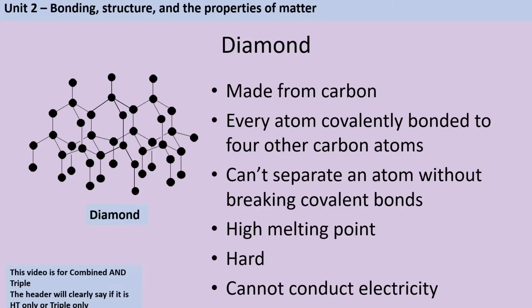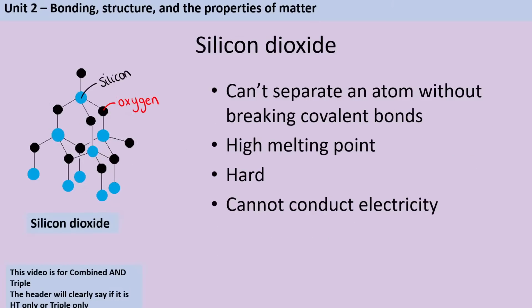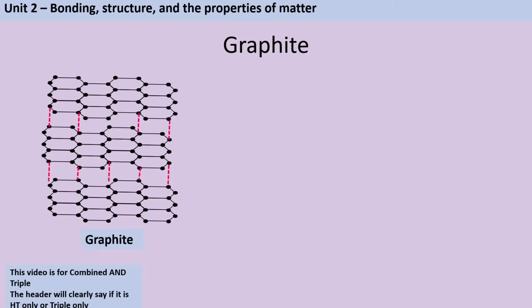So diamond is very hard, has a very high melting point, and can't conduct electricity. Here is silicon dioxide, aka silica. The blue circles here are silicon, and the black ones are oxygen. Silicon dioxide, also called silica, contains silicon, but it's not the same thing as silicon. Very similar to diamond, it has lots of strong covalent bonds, so it has a high melting point and it's hard, and it can't conduct electricity because it doesn't have any charged particles.